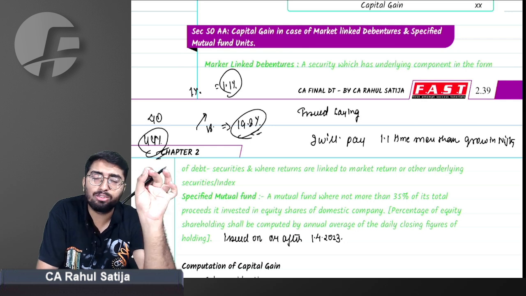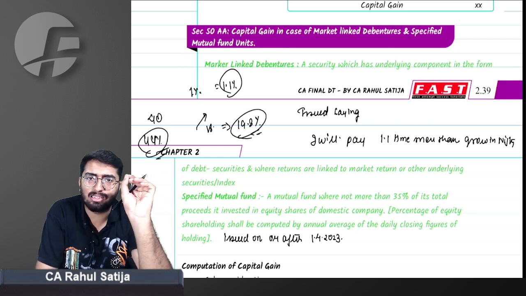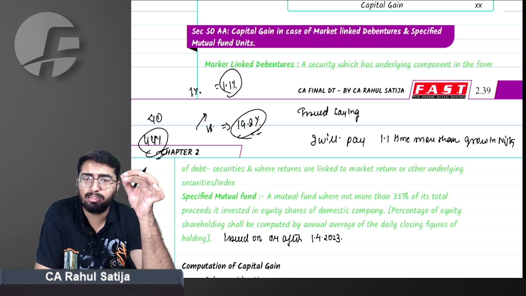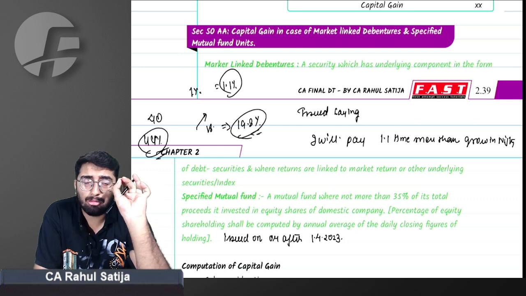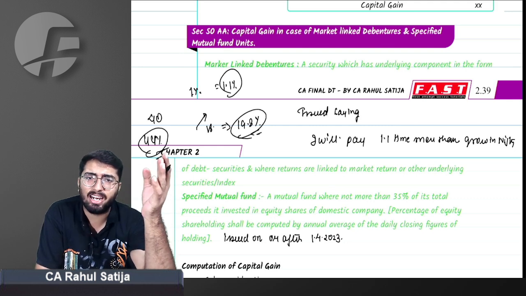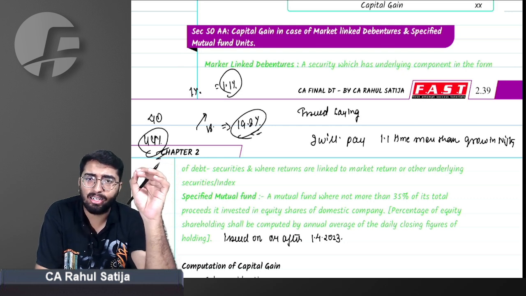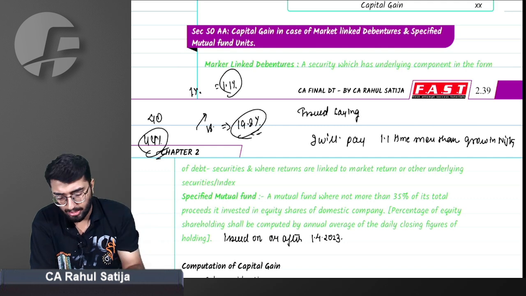These debentures are linked to the market, linked to certain indices, and any capital gain arising from such market linked debentures will always be short term capital gain, and there will be no indexation available. Already we never had any indexation for debentures, but here it is clarifying that any capital gain arising will always be short term capital gain.